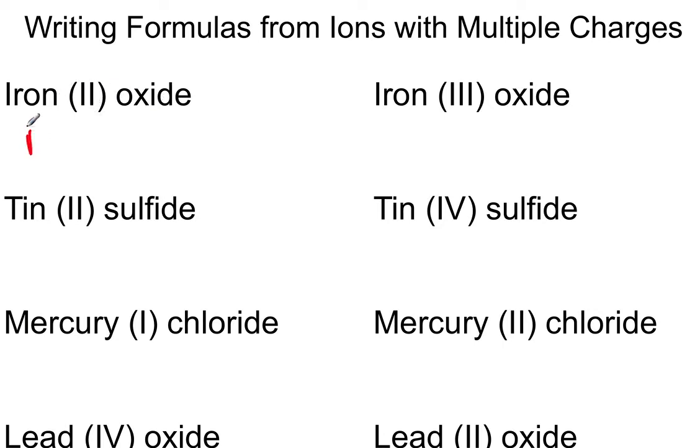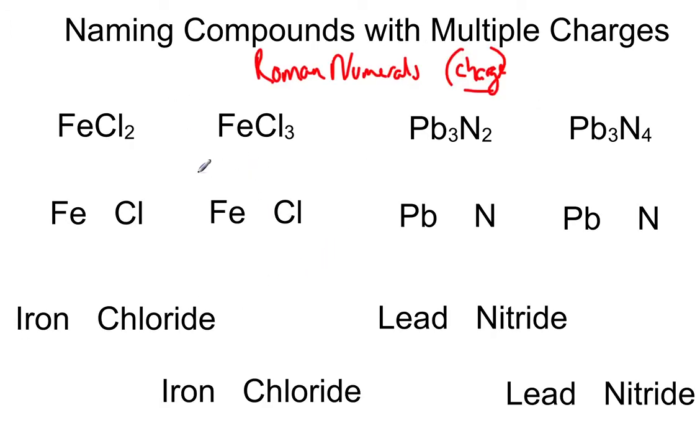So right away, I know that this is an iron +2. This is a tin +2. This is an iron +3. This is a tin +4. Love to see Roman numerals because they give me the charge. So let's look at it from the reverse before we go back to that page.